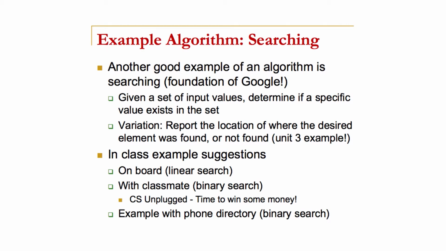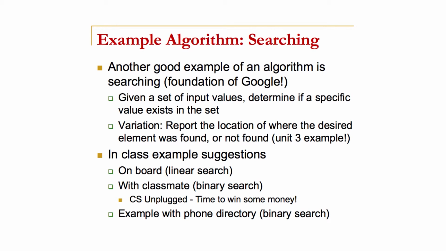In a linear search, there's no assumption about the sorting order. So in a linear search, the values could be sorted or unsorted, and we can still find the desired element we're looking for. In a binary search, there are requirements. The list that we're searching through actually needs to be sorted.